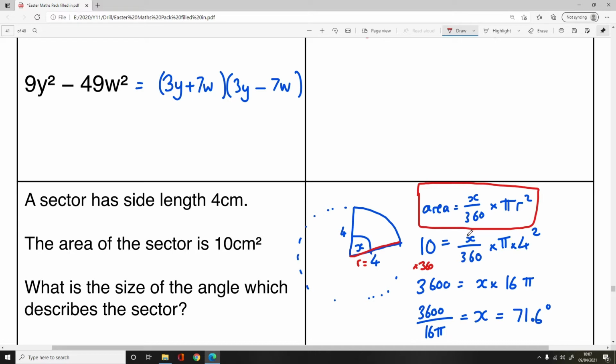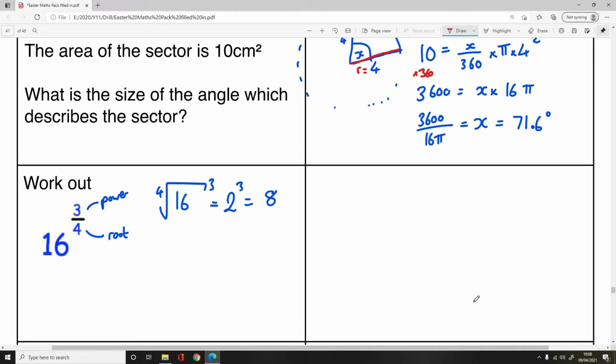So we'll sub in the things that we know. We know the area is 10, we know that radius is 4, and so we can rearrange this to get x the subject again. Times across by the 360, divide across by the 16 pi, and you've got x is 71.6 degrees.